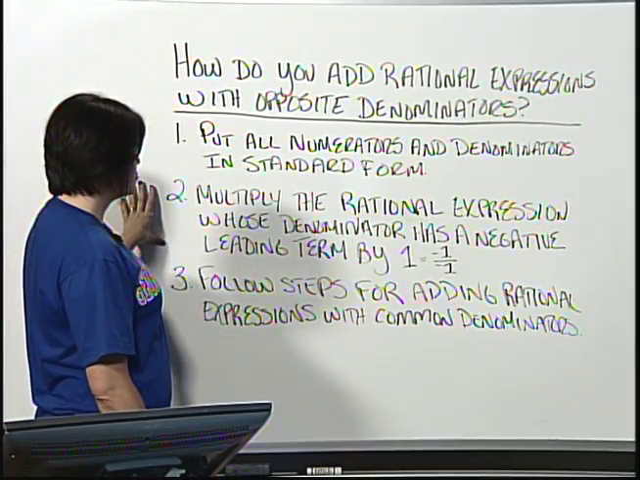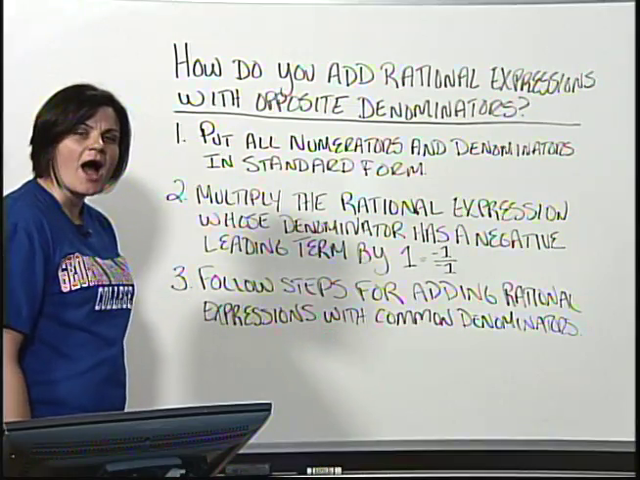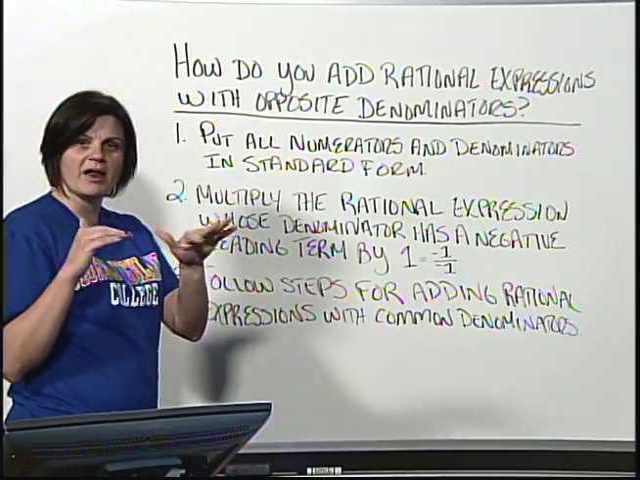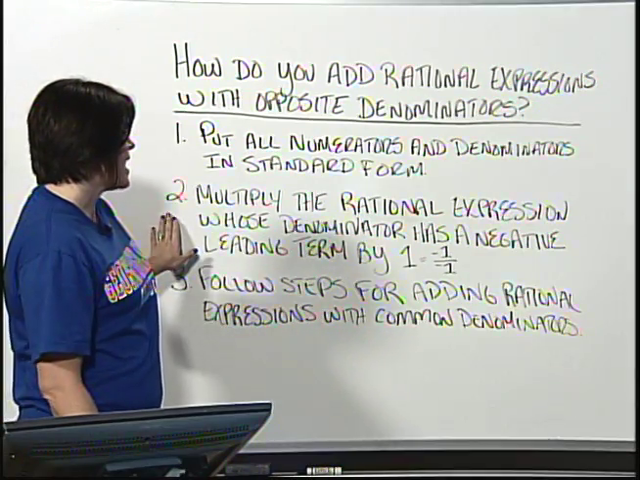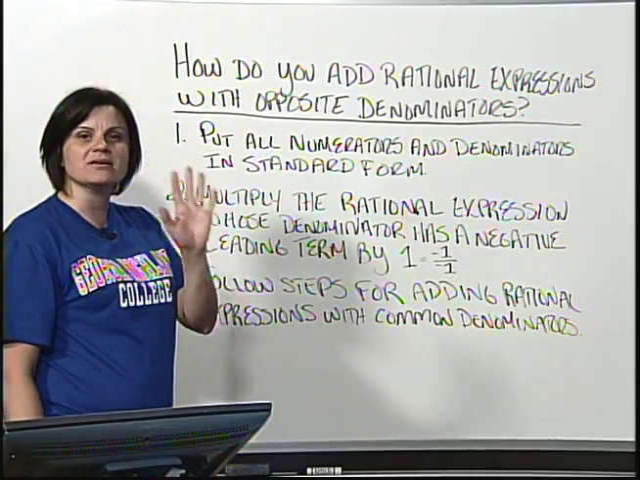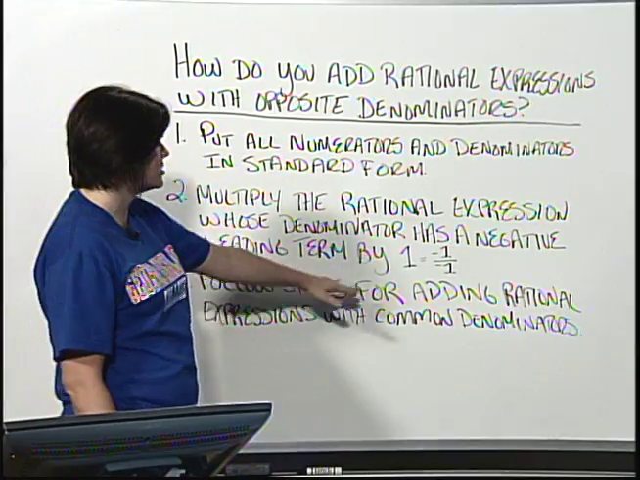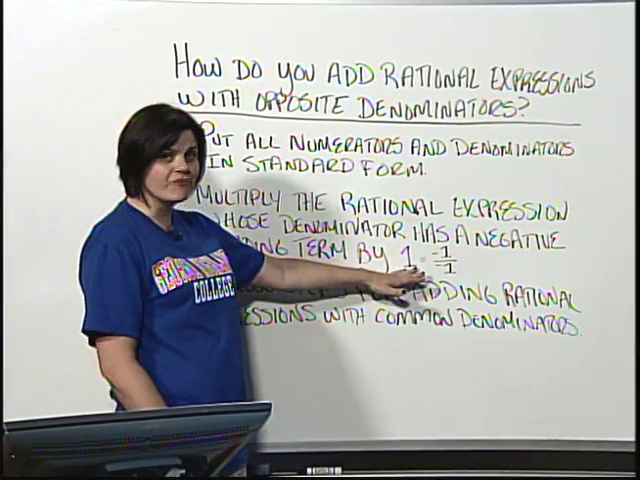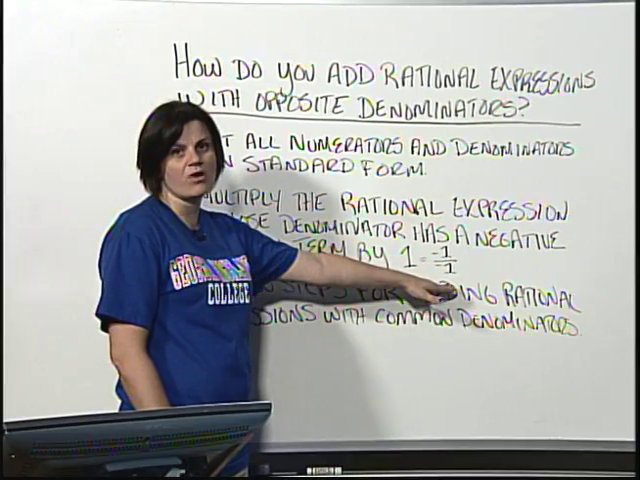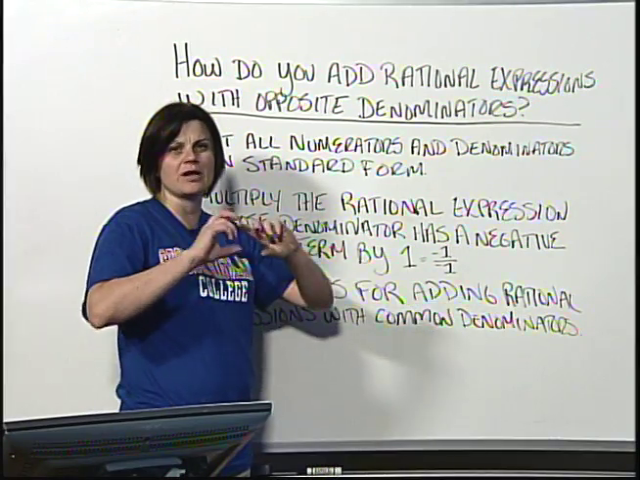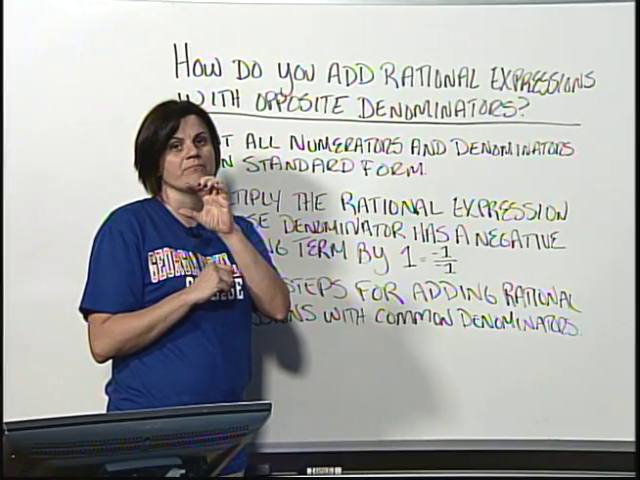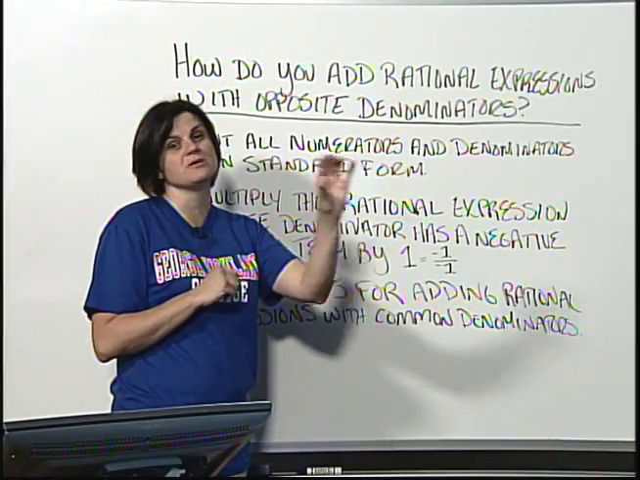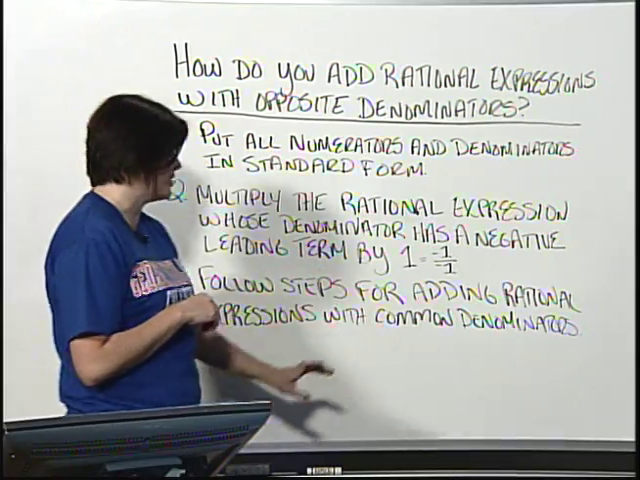The second thing you're going to do is identify which denominator has a leading negative term in it, and you're going to multiply that entire rational expression by 1 in the form of -1 over -1. So you're going to end up changing the signs for all the terms in both the numerator and the denominator.